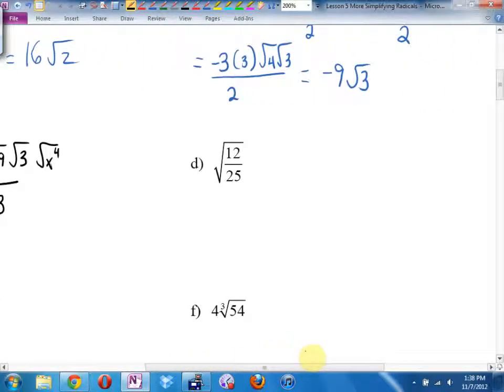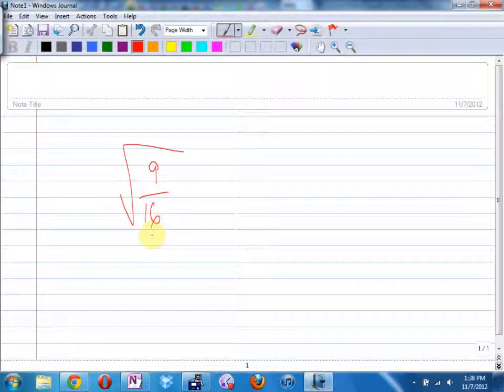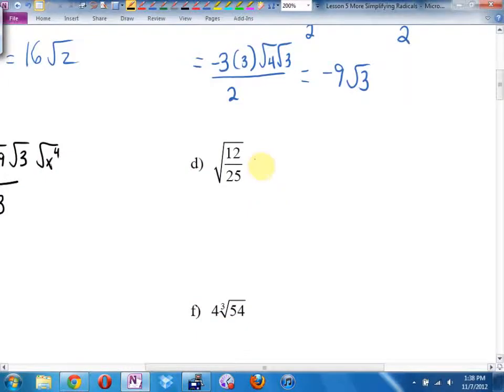D. Square root of 12 over 25. Ah, no, relax. It's a fraction. Relax. Look up. Put your pencil down. What do you think the square root of 9 over 16 is? 3 over 4. It's square root of the top over square root of the bottom. It's going to be square root of the top over square root of the bottom.